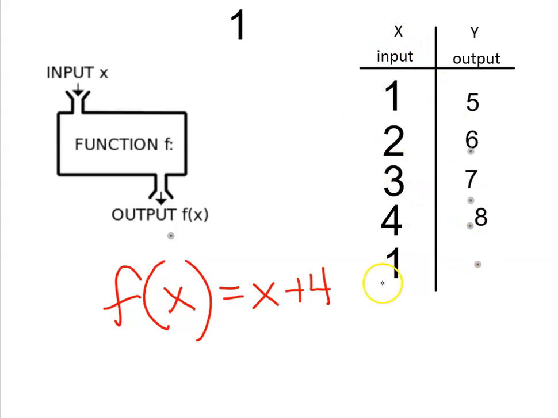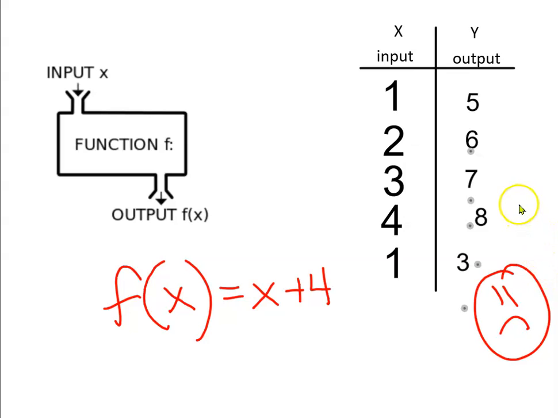Now, if I go back to my function machine and I put the number 1 in again, what should come out? That's right, a 5 should come out. But if a 3 comes out instead, then we know that this is no longer functioning. Okay? So a function performs the same operation, and so if I repeat an input, I should repeat that same output. And if I don't, then it is no longer a function.